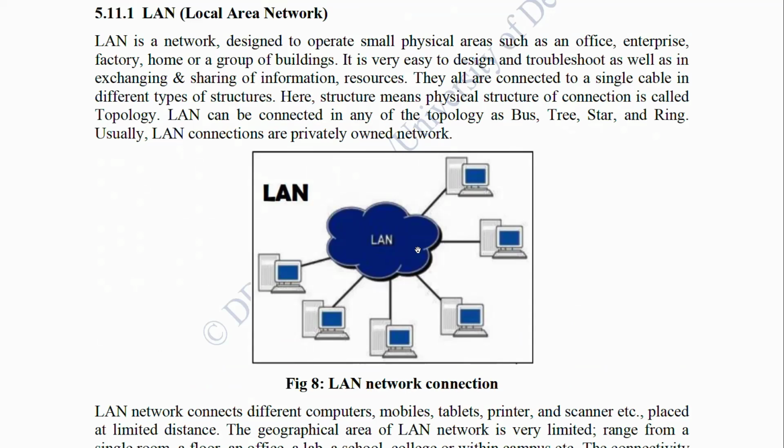5.11.1 LAN, that means local area network. LAN is a network designed to operate in small physical areas such as an office, enterprise, factory, home, or a group of buildings. It is very easy to design and troubleshoot, as well as to exchange and share information resources. They are all connected to a single cable in different types of structures. Here, structure means the physical structure of connection, which is called topology. LAN can be connected in any of the topologies as bus, tree, star, and ring. Usually, LAN connections are privately owned networks. Figure 7 represents LAN network connection.